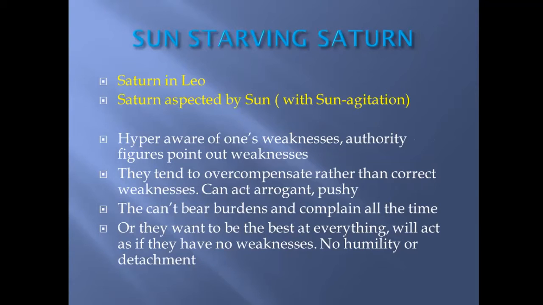Now, the sun starving Saturn, and this happens when Saturn is in Leo or when Saturn is aspected by the sun. Okay, remember, when Saturn is with the sun, it's going to be agitation. So they're going to be hyper aware of one's weaknesses, and authority figures represented by the sun are also going to point out their weaknesses constantly. And people with this combination will tend to overcompensate rather than correct their weaknesses. So they can act in an arrogant and pushy way, even if they feel like they're weak and that they're not good enough. Basically, they can't bear their burdens and they will complain all the time. Or they might act in a way that they want to be the best at everything, and they will act as if they have no weaknesses, but that's not how they feel inside. So they will have no humility or detachment.